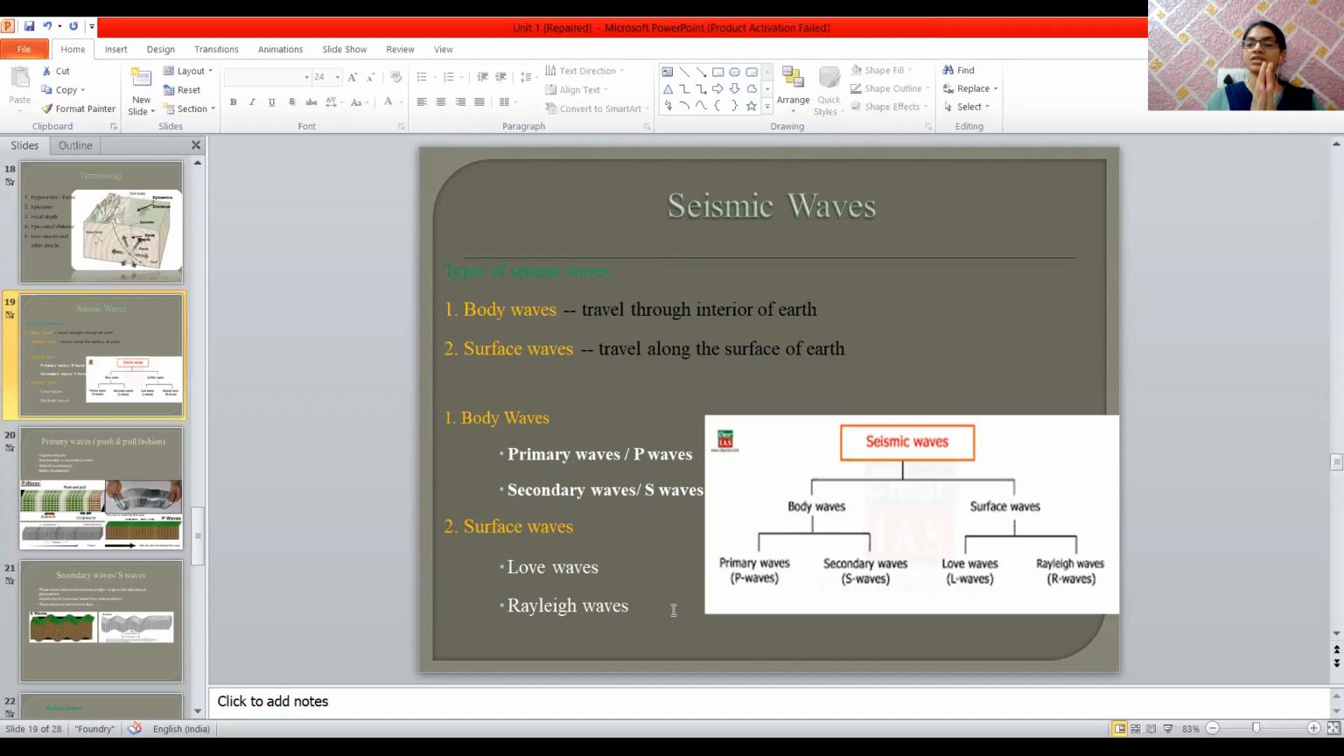Okay, the difference between body wave and surface wave. The first difference is that body waves travel in the innermost part of the Earth, and surface waves travel on the surface of the Earth. These are the most common differences between body wave and surface wave. Body waves are also divided into two types: primary wave and secondary wave. Primary waves are also called P waves, and secondary waves are also called S waves.